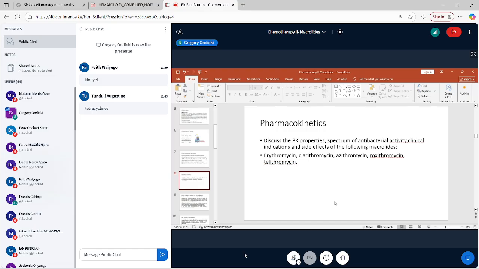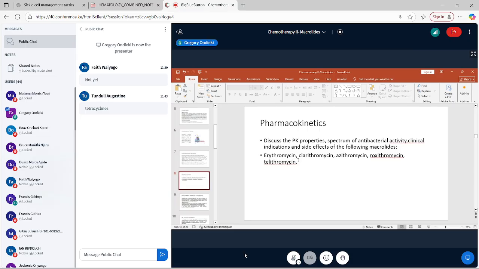You write this, okay? So you go discuss the pharmacokinetic properties, the spectrum of antibacterial activity, which side effects do you expect when you use erythromycin, azithromycin, clarithromycin, right? And these are the drugs I want you to go and look at. Erythromycin, which is the base drug, right? Clarithromycin, telithromycin. And because I said telithromycin has shown to have several side effects, we should be in a position to know why it's not a very commonly used macrolide, right?